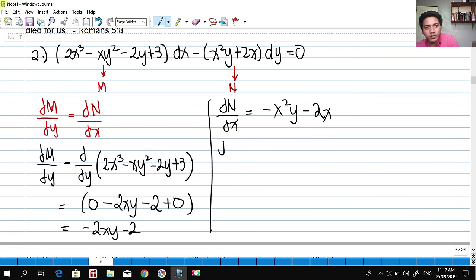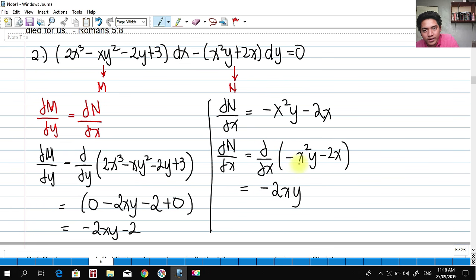So if I'm going to differentiate this function N with respect to x, any other variables aside from x are considered as constant. So get the partial derivative of negative x squared y with respect to x. That is negative 2xy. And the partial derivative of this with respect to x is minus 2. Hence, negative 2xy minus 2, negative 2xy minus 2. Therefore, we have an exact DE.